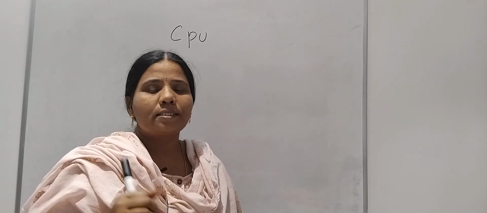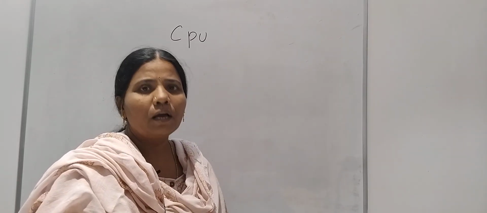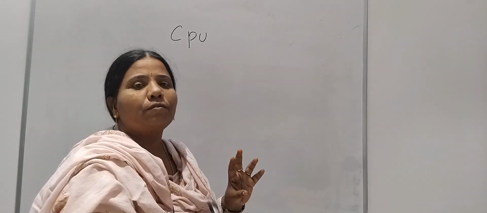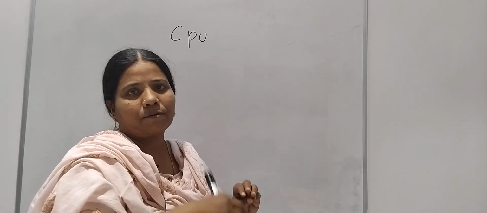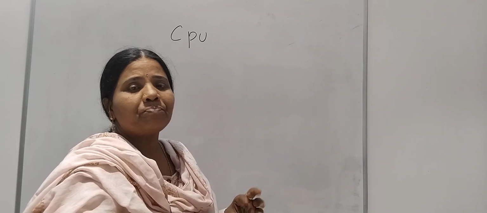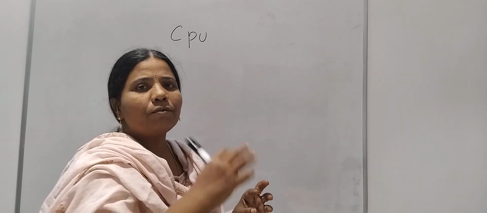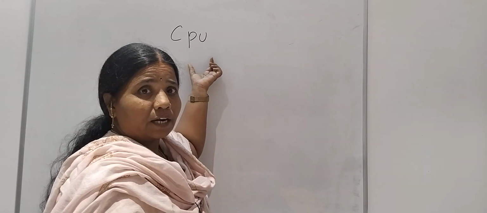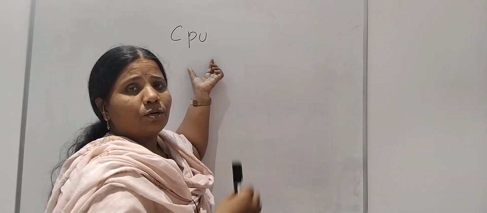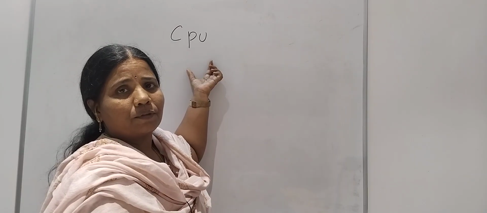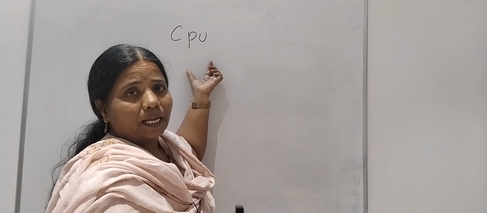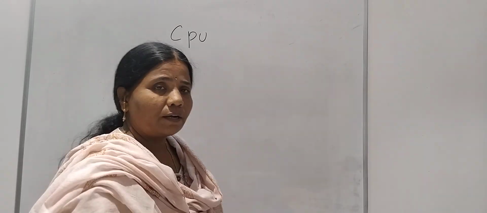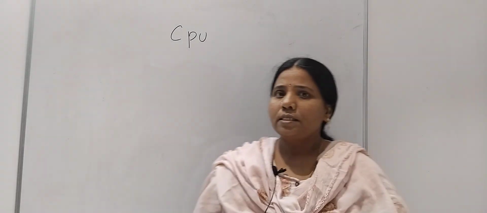CPU is nothing but a central processing unit, a hardware block which is used to take the input from the input device. That input it will process based on the program taken from the memory. The processed program for the input, it will produce the output which will be shown on the output device. So CPU is a hardware which is used to process the input to give the output, taking the help of the program which is present in the memory.